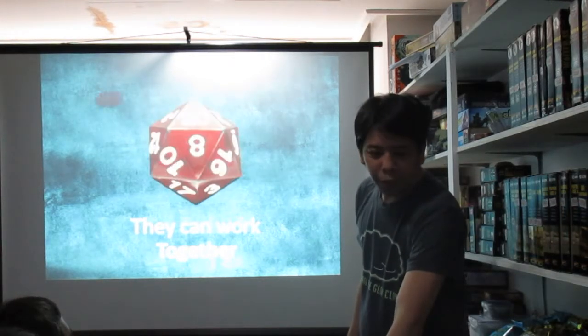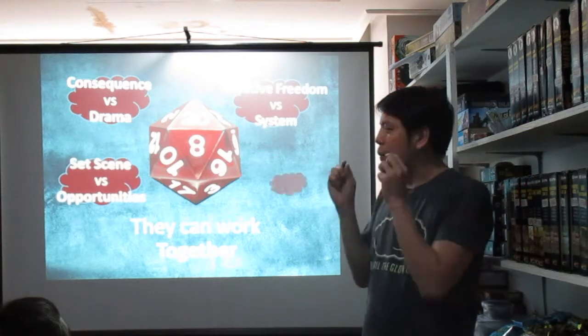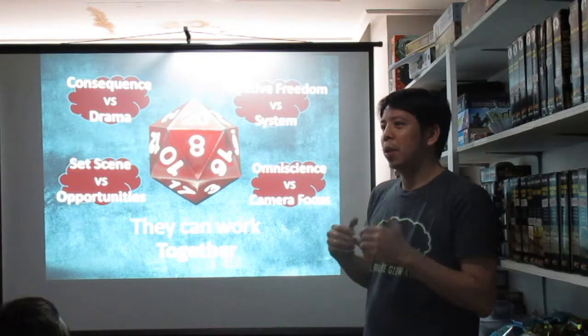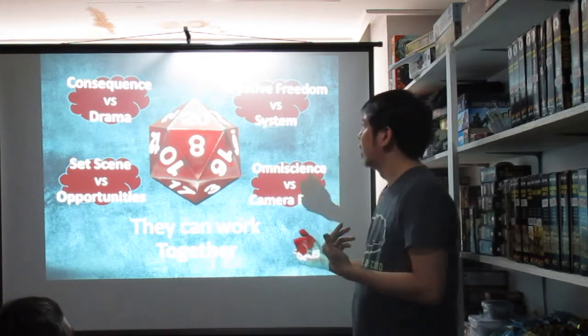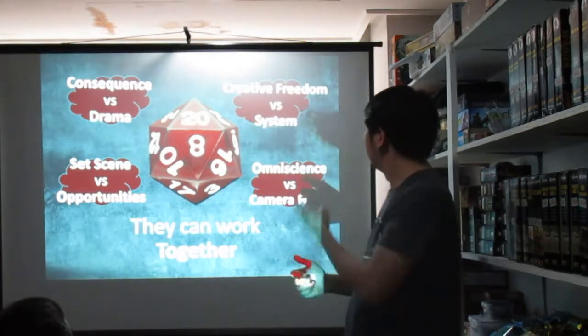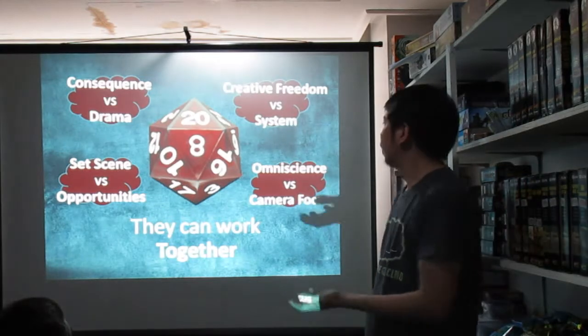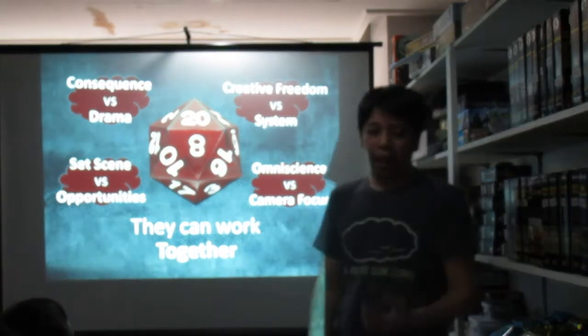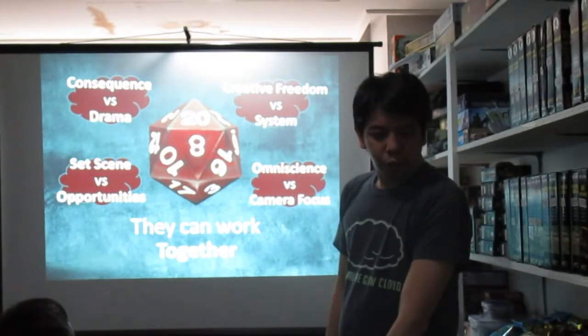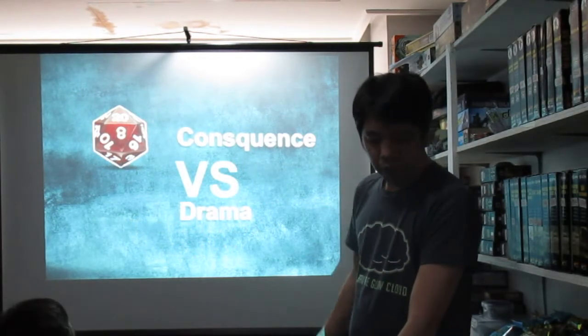And the best way I could think of making it work was to break it down into what I felt were the key areas where there is conflict in seeing narrative control and player agency function. And that is consequence versus drama, creative freedom versus the system, setting the scene versus opportunities, and omniscience versus camera focus. So, we'll start with the first one, consequence versus drama.